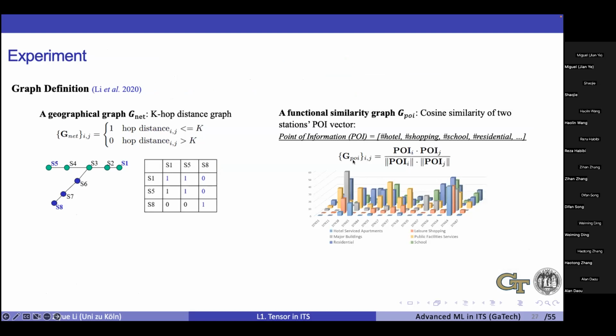And how do we formulate the graph? It's quite standard. For the geographical graph, if the distance between stations I and J is more than k steps, for example, then the weight is 0, which means they are not connected. Otherwise, it's connected. And for the functional similarity, we collect how many hotels, shopping centers, schools, and residential areas there are. Then we get the POI vector, and we calculate the cosine similarity of stations I and J's POI vectors. Then we get another graph. So this is how we define the two graphs.